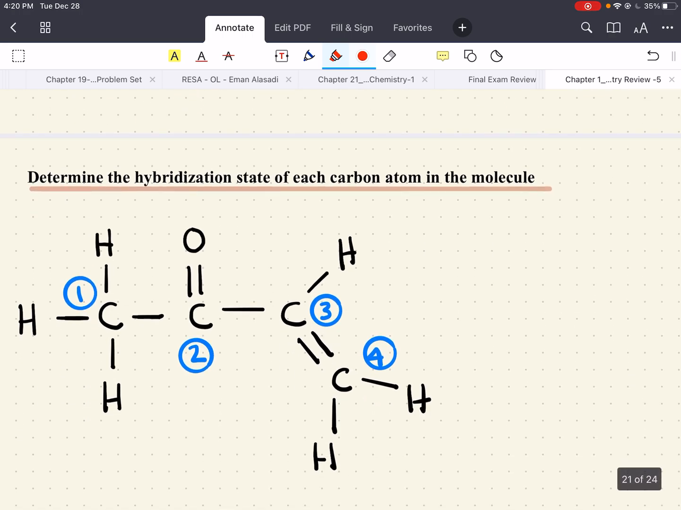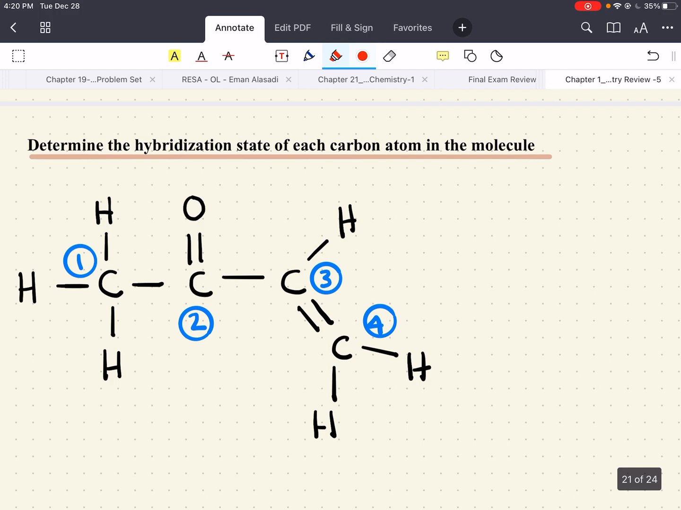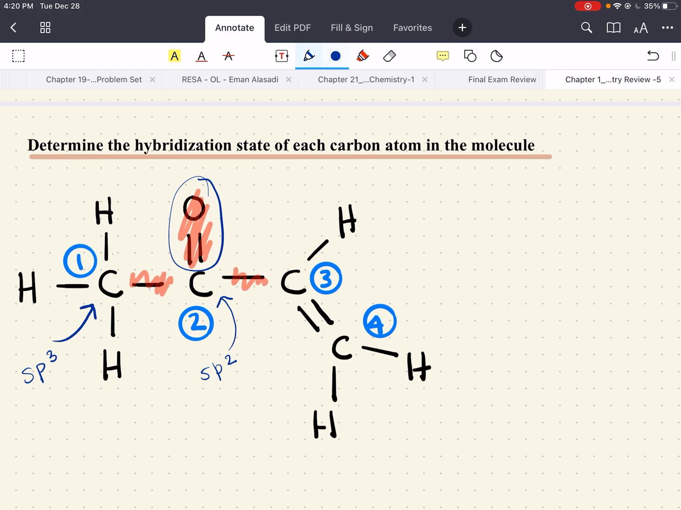All right, cool. Let's do the last problem of this session. Determine the hybridization state of each carbon atom in the molecule. Let's look at this carbon. It's all single bonds, 4 single bonds. That means this carbon is sp3 hybridized. This carbon has a double bond, so that means it's going to be sp2 hybridized. And you can also double check: this carbon has 1, 2, 3 groups around it, and if you add 1 plus 2, that's 3. So this carbon is sp2 hybridized. Same with this carbon. It has a double bond, that means it's sp2. And this last carbon is also an sp2 carbon.